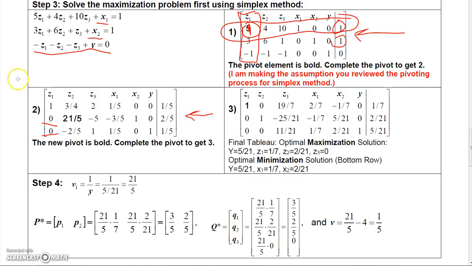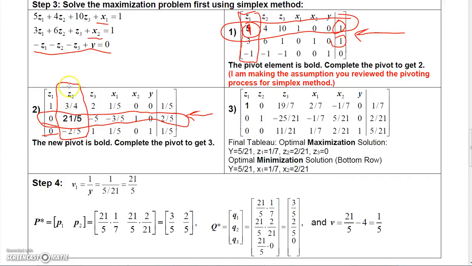Now if you do those 3 row operations, then this is the new tableau. In this tableau I only see one negative indicator, -2/5, so this has to be the pivot column. Now I just took a calculator and did 1/5 divided by 3/4, and I got about 0.27, but when I took 2/5 divided by 21/5, I got a number very, very small, like 0.09 something. So that's the smaller quotient, and this would be the pivot row.